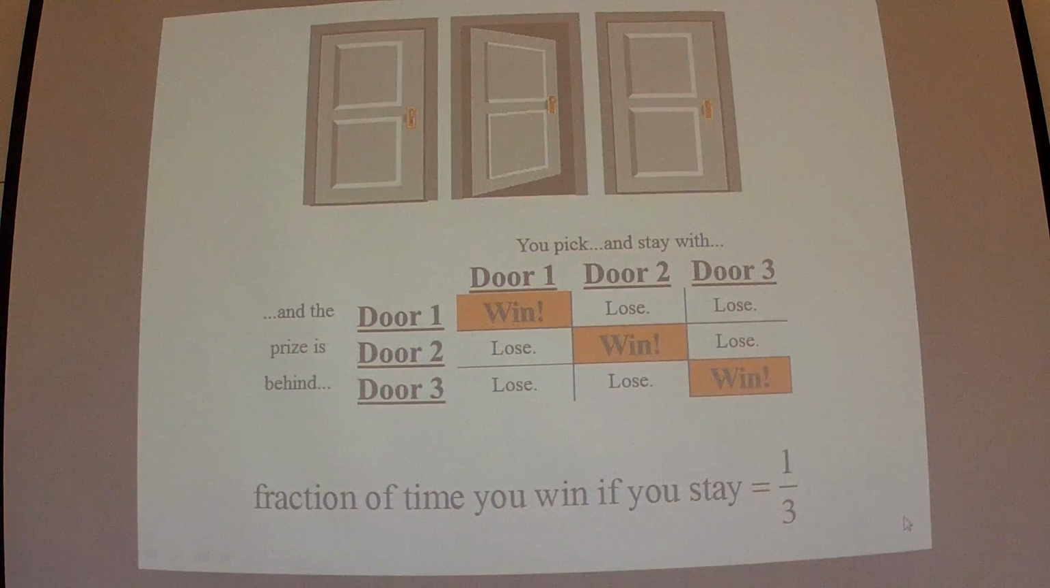And how often do you land on the door a lollipop is behind? One-third of the time. Does that make sense? So the only way that staying is a good strategy for you is if you pick the right door off the bat, which only happens one-third of the time. Does that make sense, Gabe?